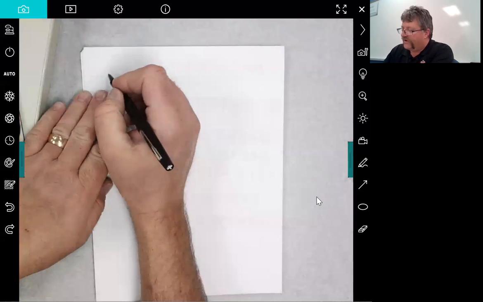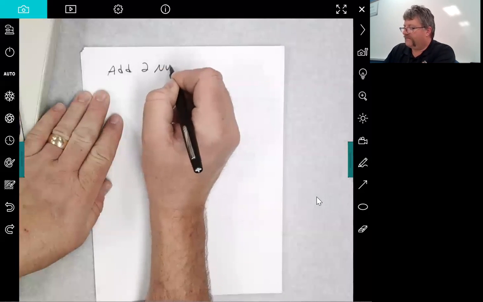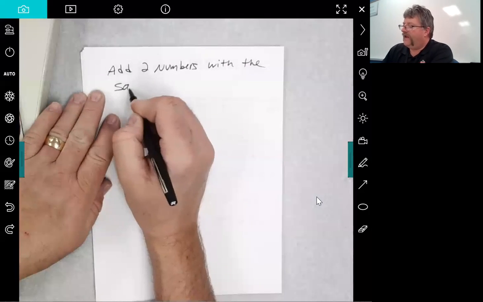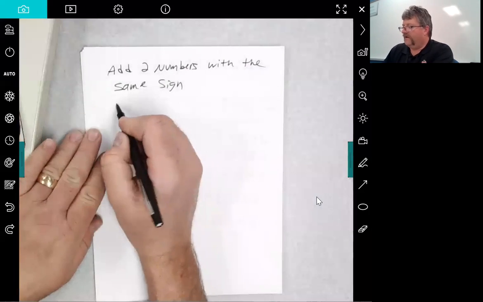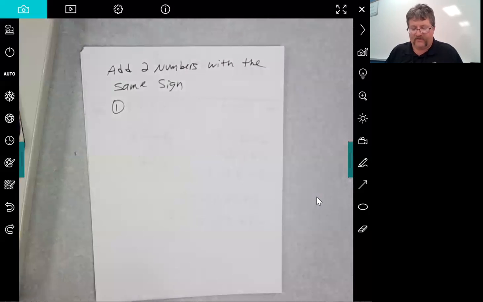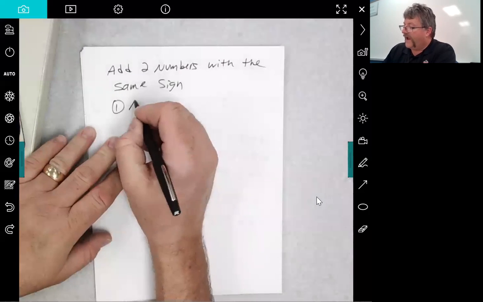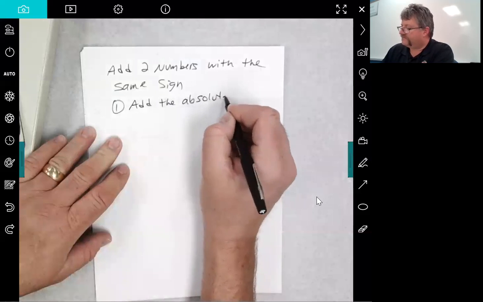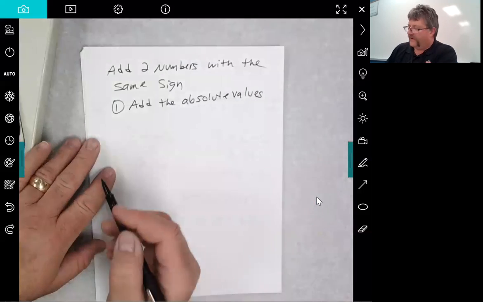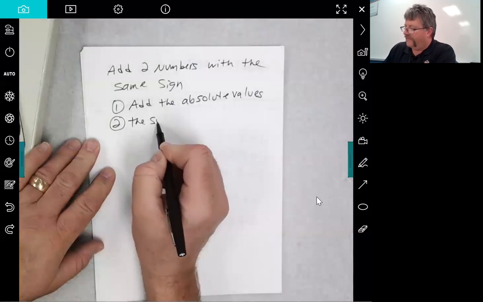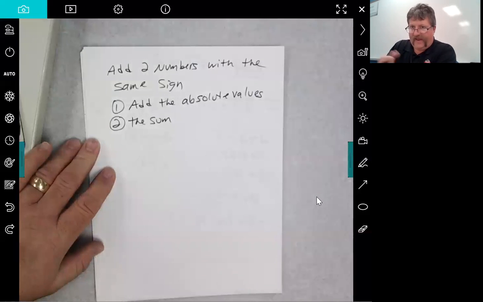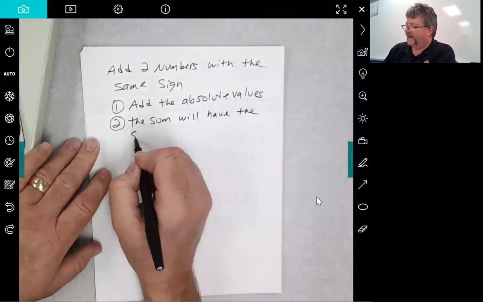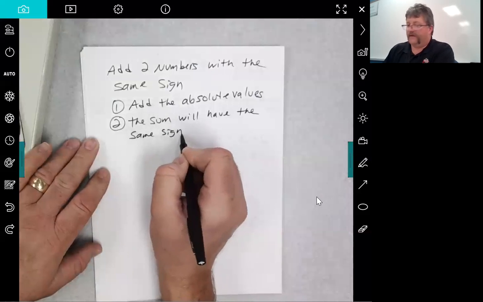So if I want to add two numbers with the same sign, it's like a procedure here. It's not hard. They make it look like a procedure. I'm going to add the absolute values. The sum, remember, sum means the adding, so the answer that I get will have the same sign as the numbers I was adding.